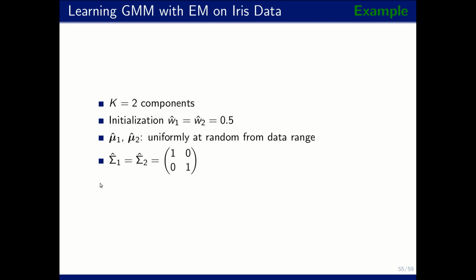So let's give an example. Let's fit a Gaussian mixture model with two components to the iris data, and we initialize the cluster proportions, or the component proportions, with 0.5. We initialize the mean vectors uniformly at random over the data range, and the covariance is initialized as diagonal with 1, so as the identity matrix.